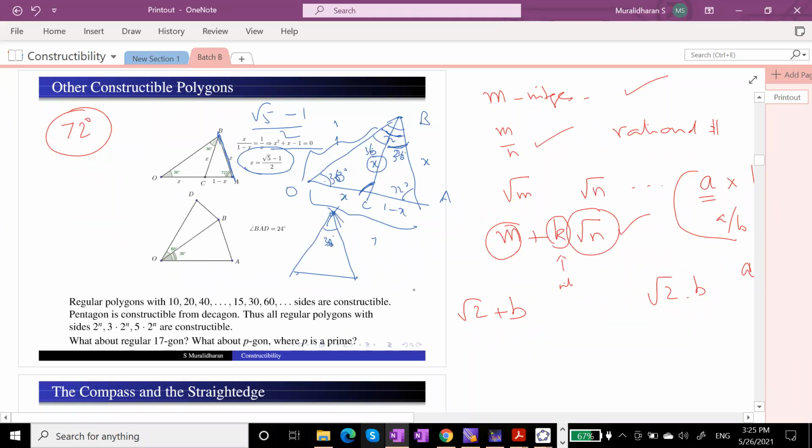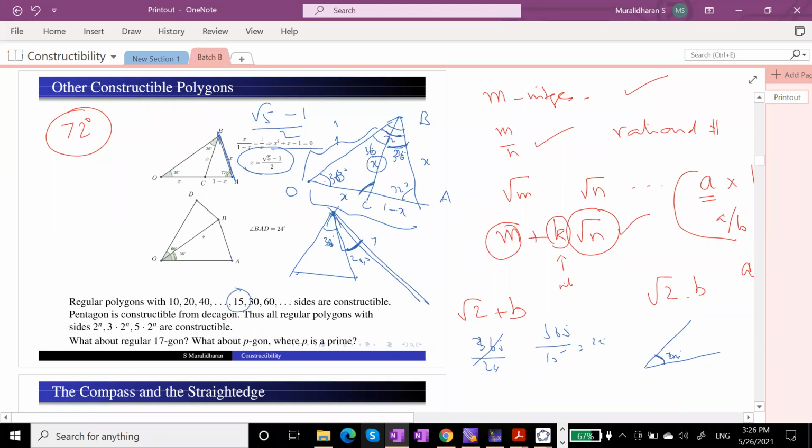Since I can construct 60 degrees anyway, if I construct 60 degrees at this end point, the remaining thing will be 24 degrees. So if I can construct 24 degrees, that means 360 by 15 is equal to 24 degrees. I could have constructed a central angle for the 15-sided polygon. So that's how I constructed the 15-sided polygon, and that's why I said 15 is possible.